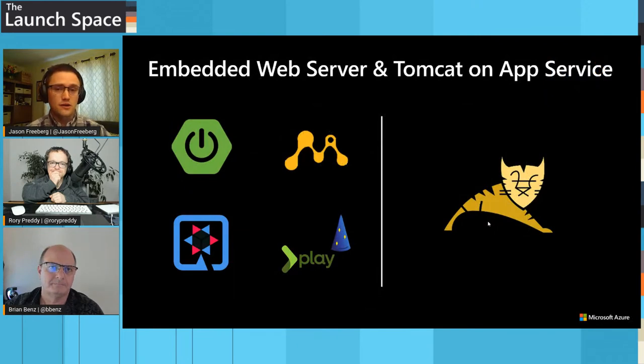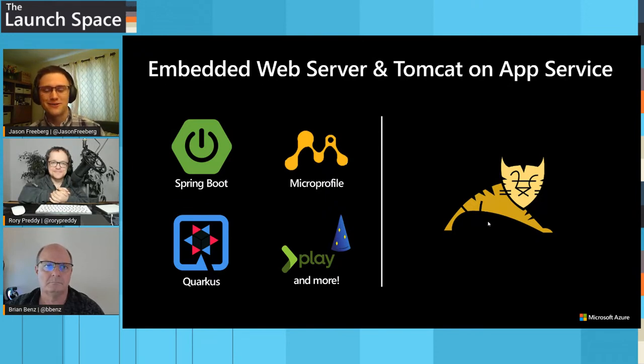All righty, so that was a quick overview of App Service as a platform, and App Service has support for Node applications, Python, Java, which we're going to talk about more, and other popular programming languages. For Java specifically, we've had support for embedded server applications like Spring Boot, MicroProfile, Quarkus, and other frameworks if you're deploying a fat jar application, as it's sometimes called. On the other hand, we've had support for Tomcat on App Service as well for a number of years.